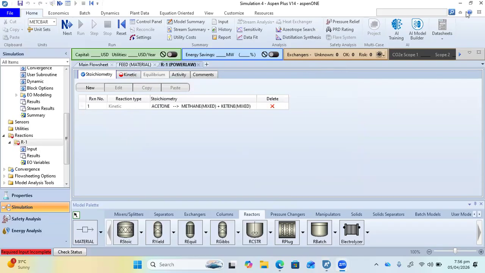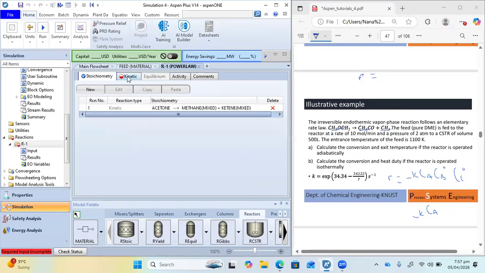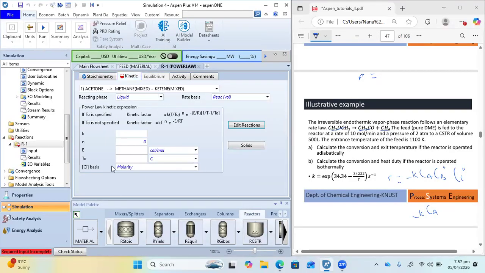Okay. So now that we are done with that part, let's include the kinetics. So when we come to the kinetics tab, this is also a part that has quite a lot of details. You would see the reaction you have specified. If you have specified multiple reactions, you would see all of them there. So you have to choose them one by one and then do the specifications for them. The reacting phase, we said it's a vapor phase, so we need to change that. And the rate basis is going to be the reactor volume for a CSTR.